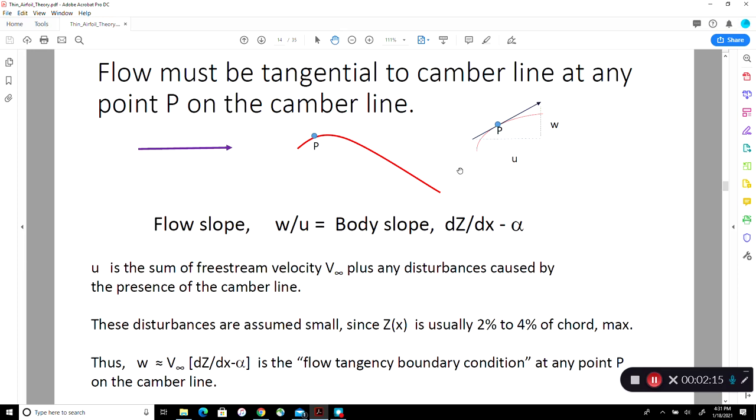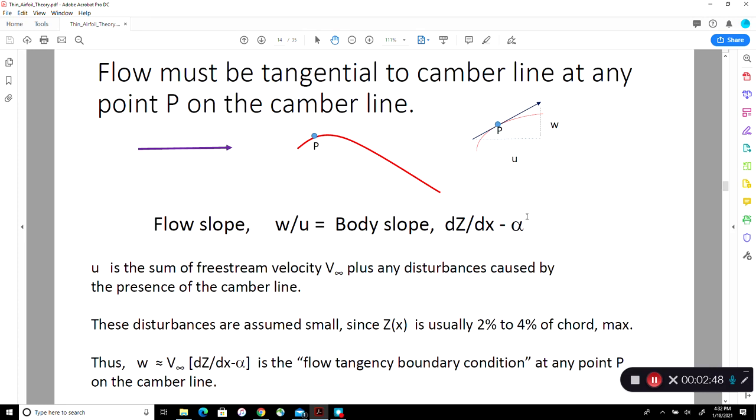So the flow is tangent to the body surface, we said. Therefore w over u, where w is the velocity in the vertical direction and u is the velocity in the horizontal direction, is this slope. Alpha, by the way, is in radians. This is a non-dimensional number, so this whole thing is non-dimensional. We made another assumption that because the body is so thin, the camber line is all we have left. It's 1 or 2% away from the chord line. And because the angle of attack is very small, 5 to 10 degrees, where in radians 0.1, 0.2 is a lot.